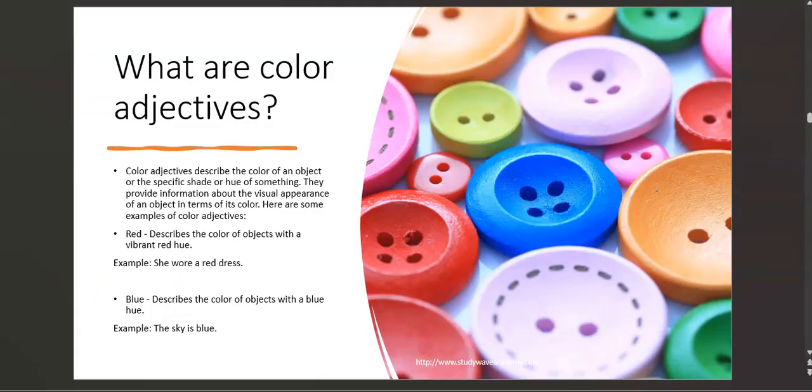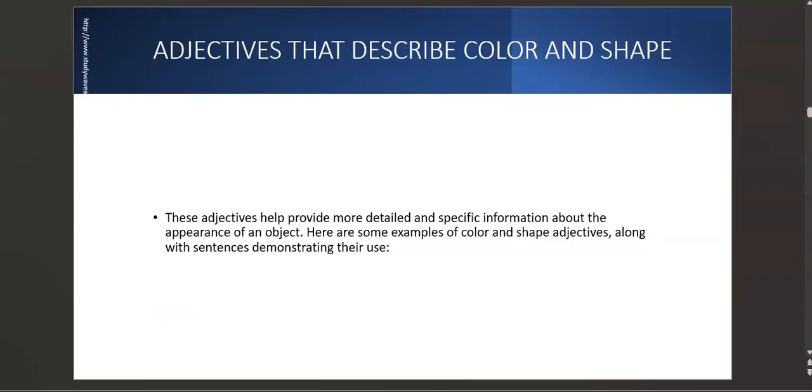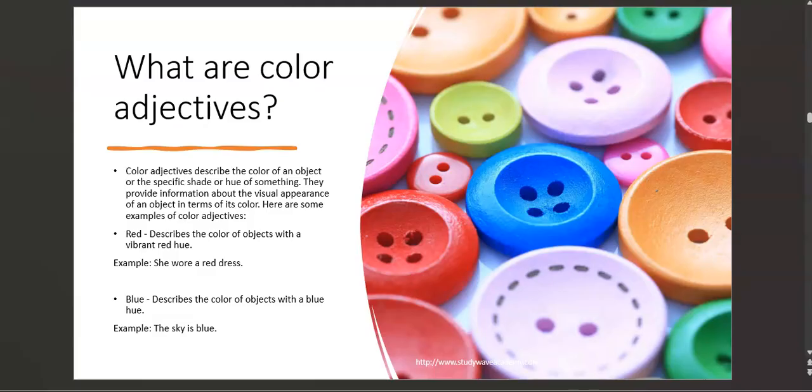So let's dive in and look at what color adjectives are. I will break this into two: the color and shape adjectives, and I'll start with the color adjectives first. Right now I want us to look at what color adjectives are, and basically color adjectives describe the color of an object. You know what color is, class?